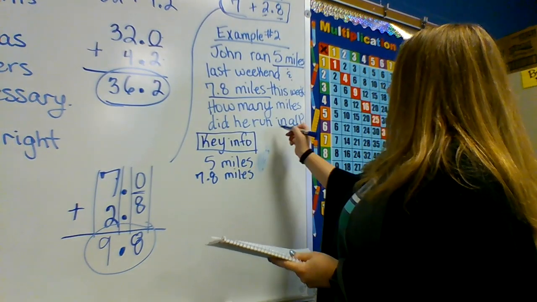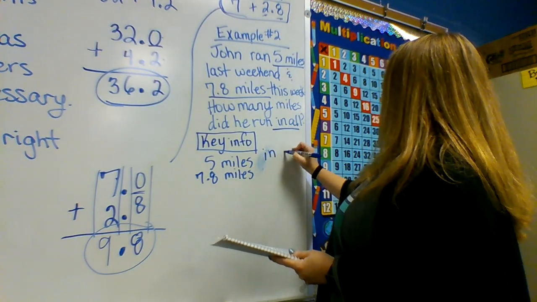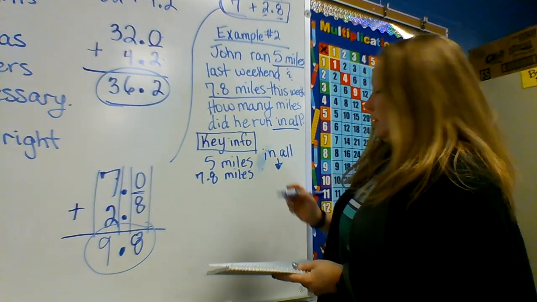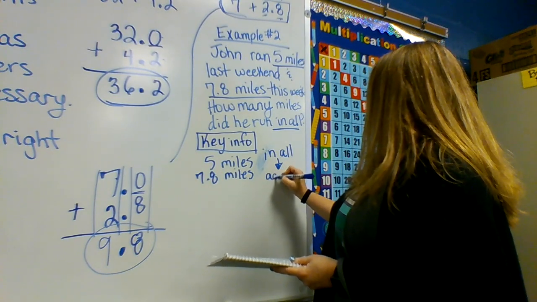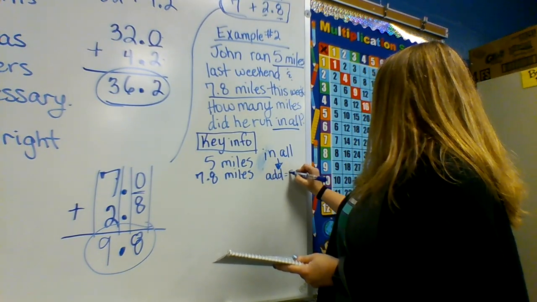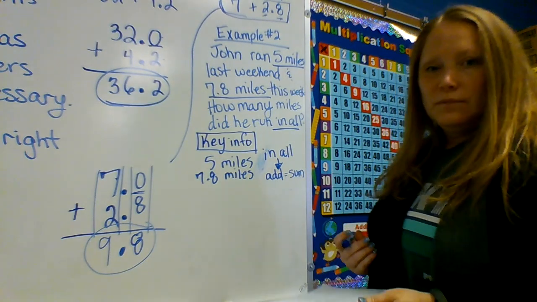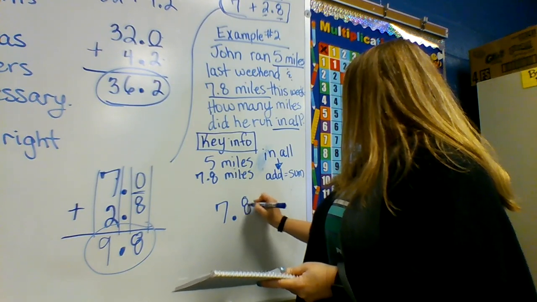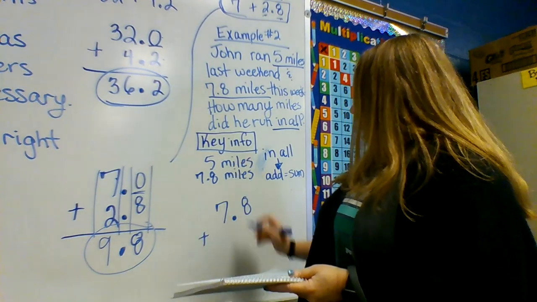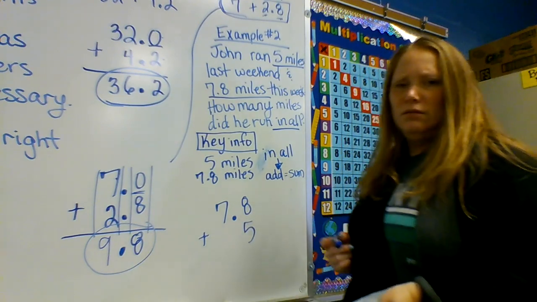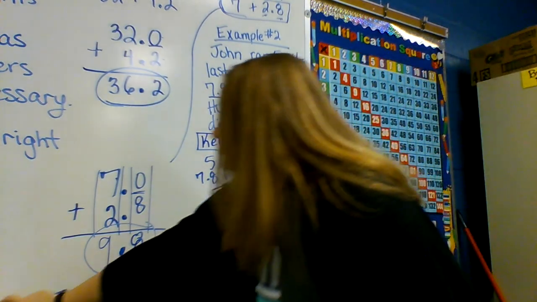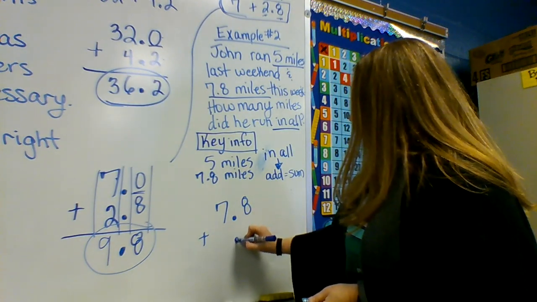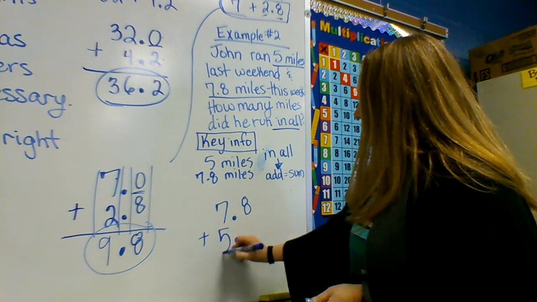And then it said in all. Guys, what does in all mean? In all means you add. That is the sum. So I need to take 7 8/10 plus 5 miles. Now, do I put the 5 here? No, we do not, because that is a whole number. So remember, with a whole number, we pretend that there's a decimal and the whole number goes right before it.